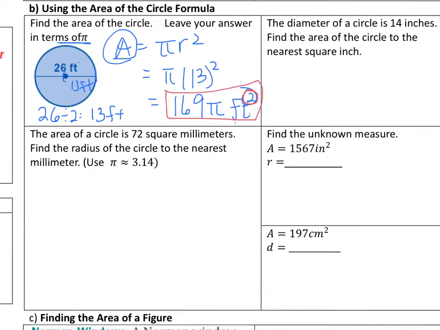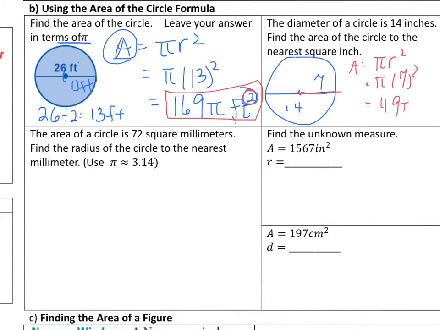Now let's look at the second problem. The diameter of a circle is 14 inches. Find the area of the circle to the nearest square inch. So if I draw a circle and it tells me that the diameter is 14, then the radius must be 7 inches. Okay, so area equals pi r squared. Pi times 7 squared, so we have 49 pi inches squared.